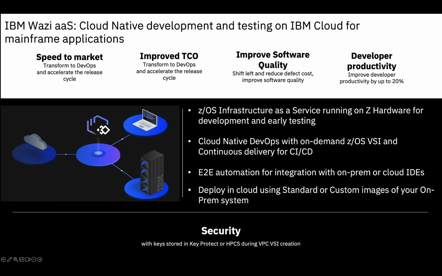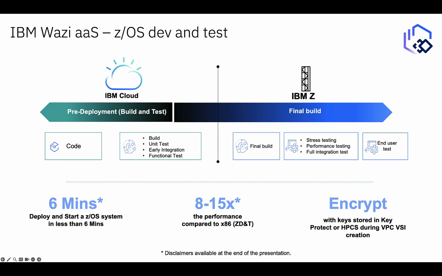And these images and data can be configured with key protection or Hyper Protect Crypto Services for added security, which is part of the Virtual Private Cloud VSI creation process. Here we see the part of the development cycle in which these systems are meant to be used. As part of the license agreement, these systems are to be used for early development and test and not for a final production system. For build, unit test, early integration test, and functional test.